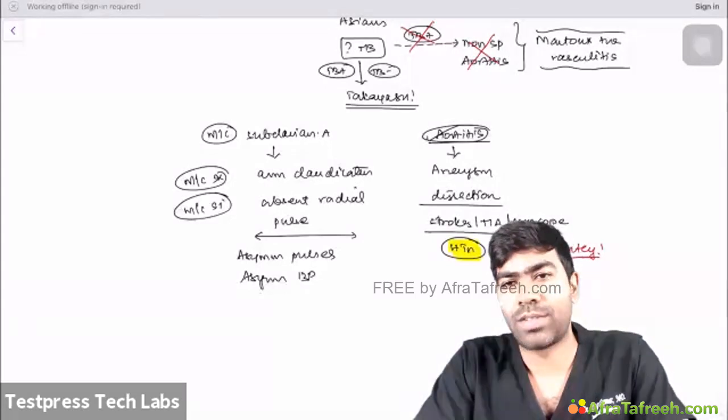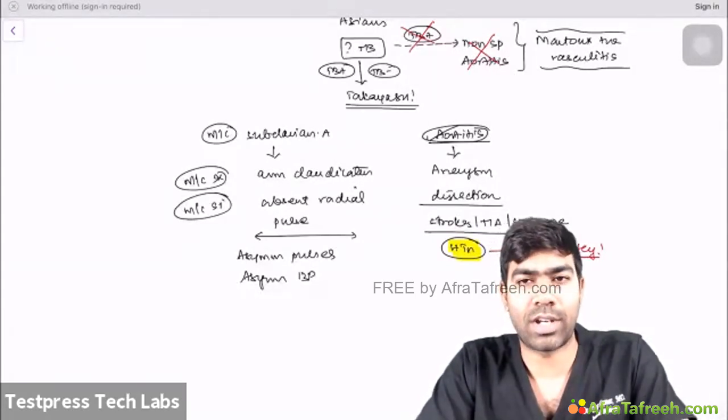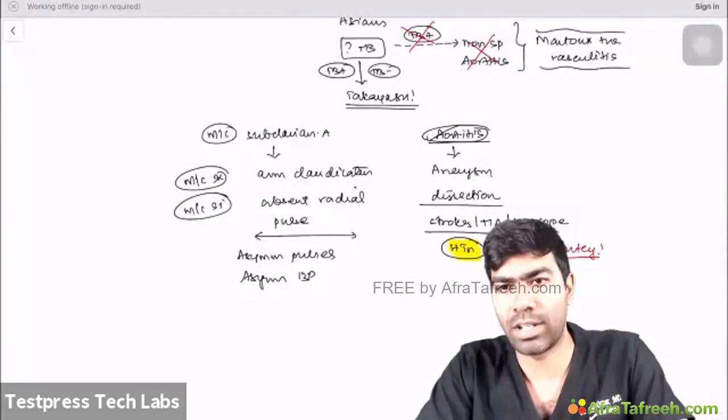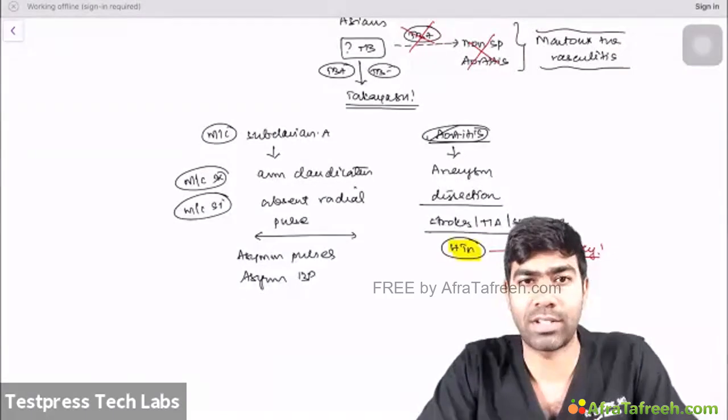Anyway, in pathology, you would have studied three different phases of Takayasu arteritis. So initially, you will have a pre-vasculitic phase, then you have a vasculitic phase, then finally you have a burnt out phase. So that's how you have three different phases. That you would have studied in pathology.